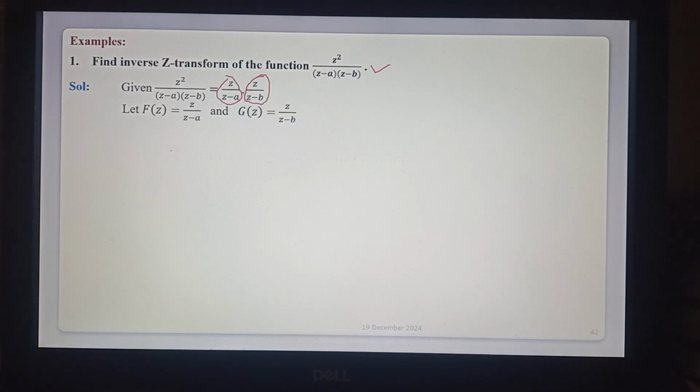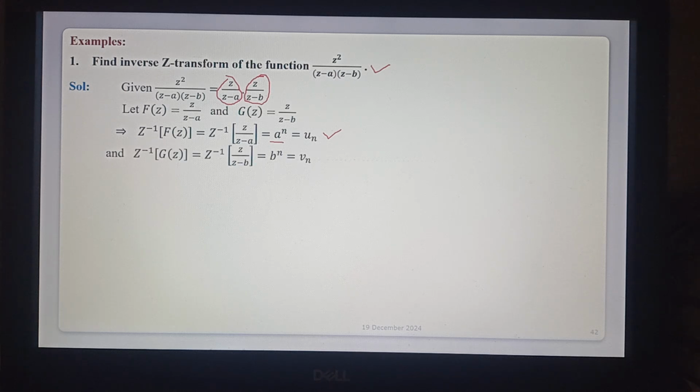Now applying Z inverse on both sides. Z inverse of F of z is equal to Z inverse of z by z minus a, which by the formula is a power n. This is the first sequence un. Similarly, Z inverse of G of z is equal to Z inverse of z by z minus b, which is b power n. This is the second sequence vn.